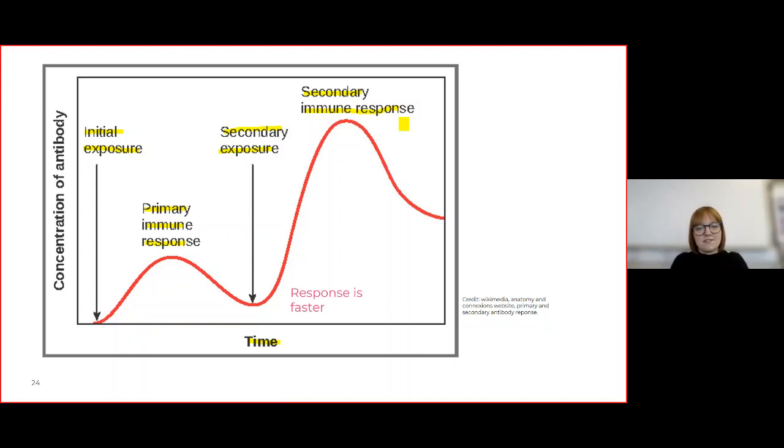So let's have a little look at this. We got a faster response, and the number of antibodies produced is larger. So if you were asked to analyse how the initial exposure or the primary immune response is different to the secondary immune response, you would say the secondary immune response is faster, and the number of antibodies produced is larger. So the concentration is higher. It's a faster response, and we're producing a larger number of antibodies.